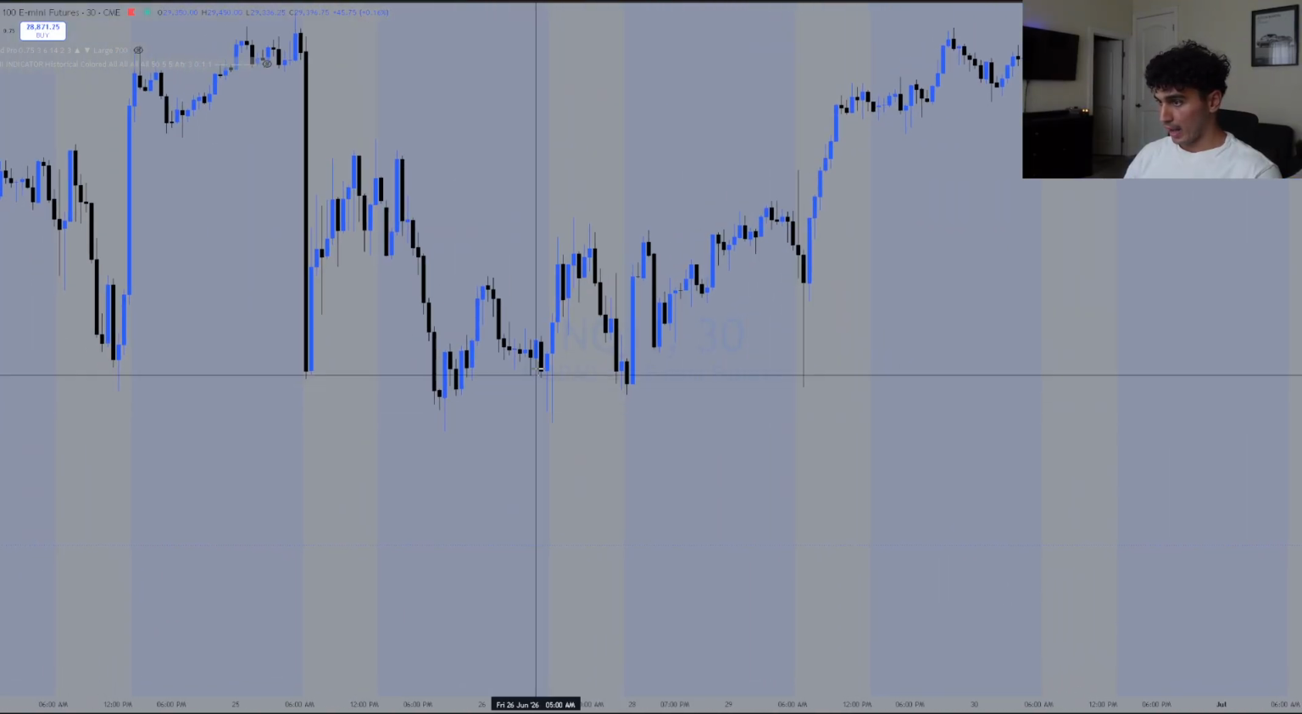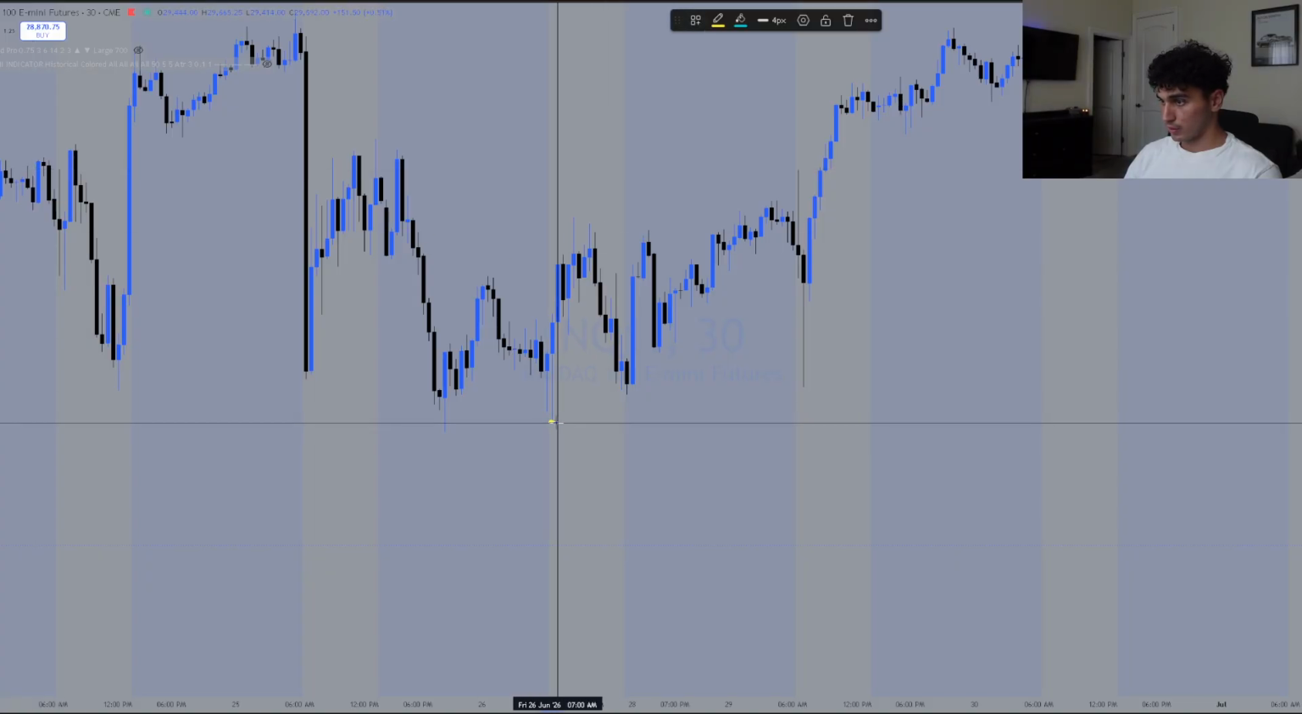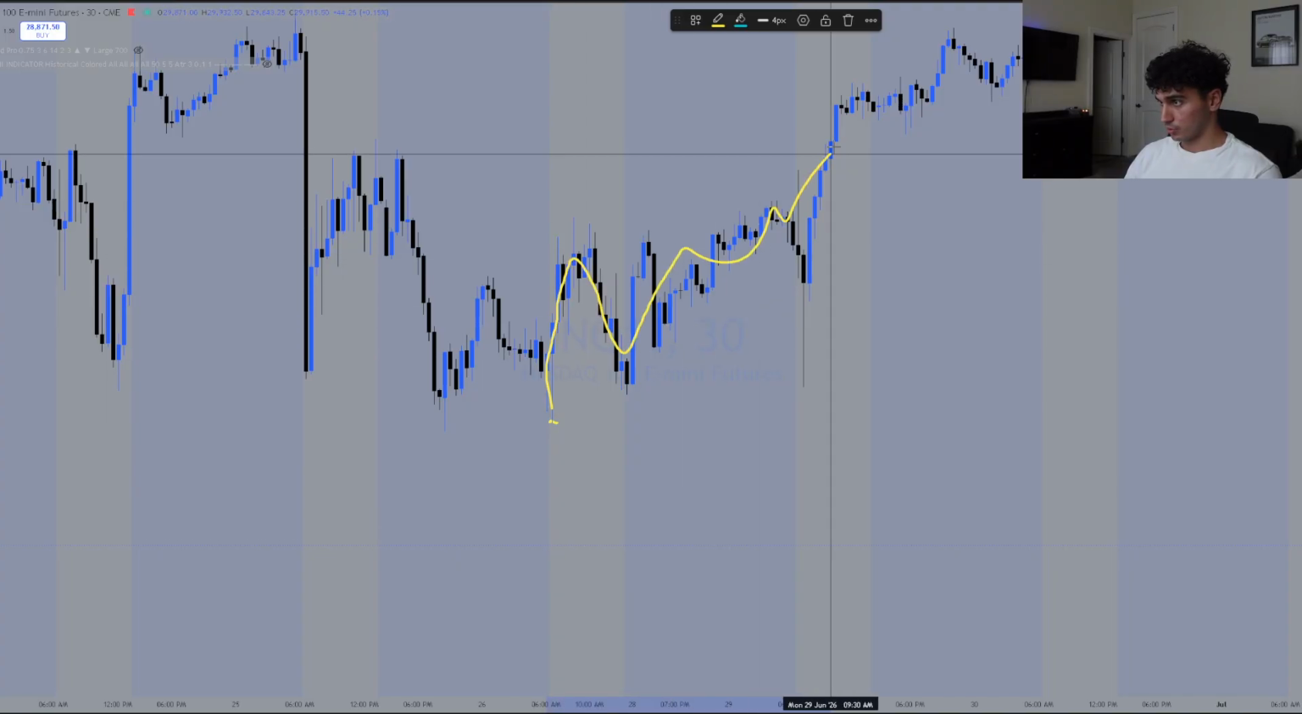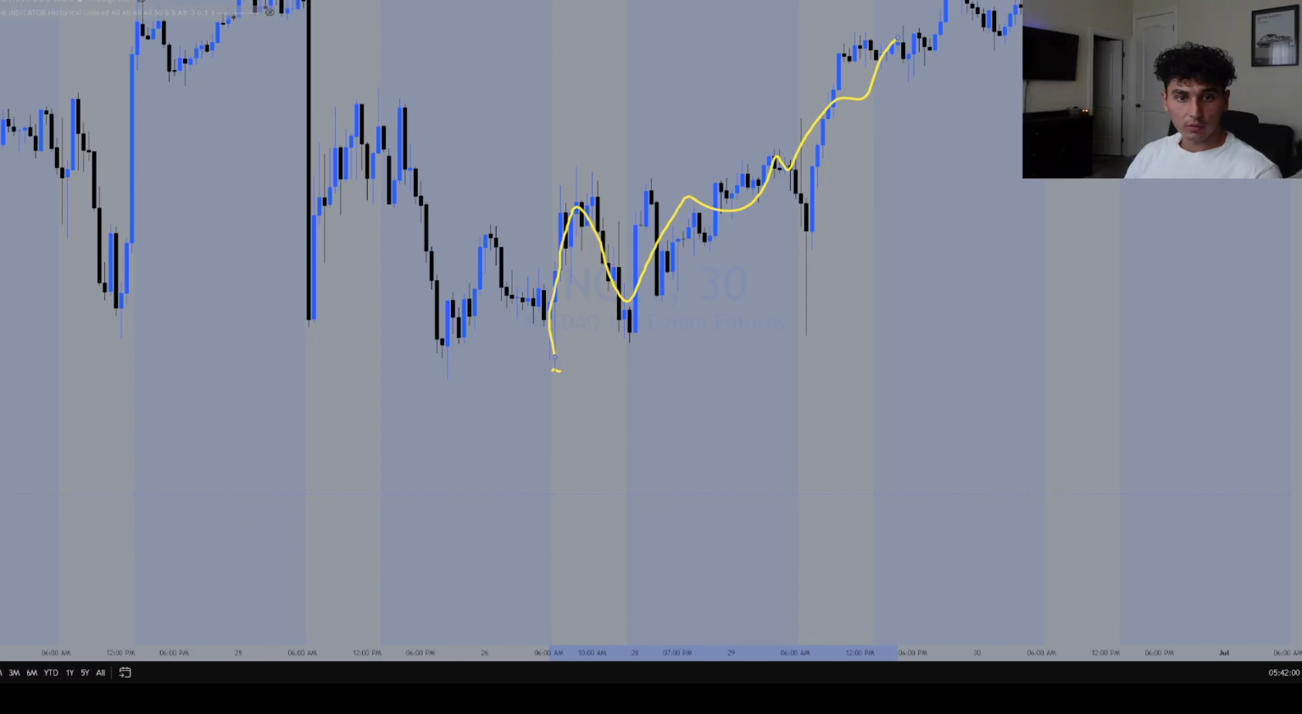So we have a strong low being created right here, right? I'll go ahead and mark that out for you. So a strong low created right here, then led to an aggressive push to the upside, right? Indicating that at this point, well, what just happened?